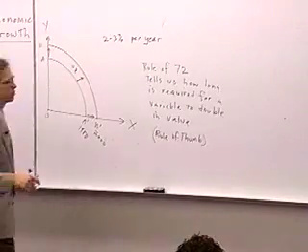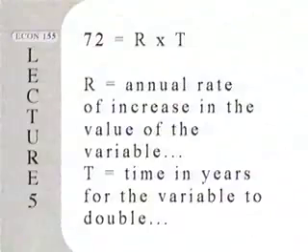Okay, and here's how the rule of 72 works. 72 equals R times T, where R is the annual rate of increase in the value of the variable, and T is time in years for the variable to double.